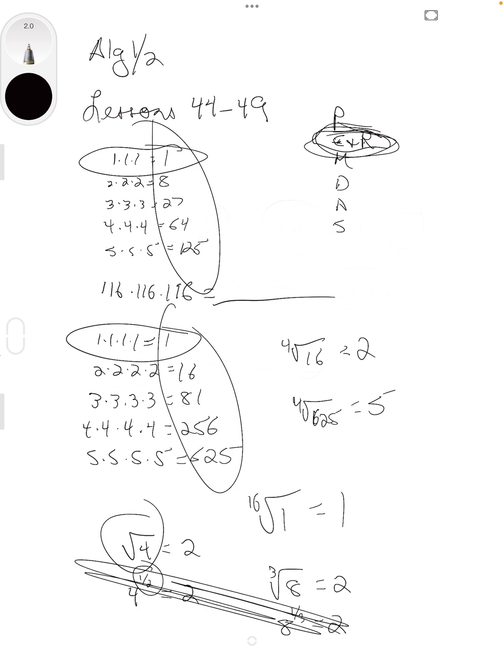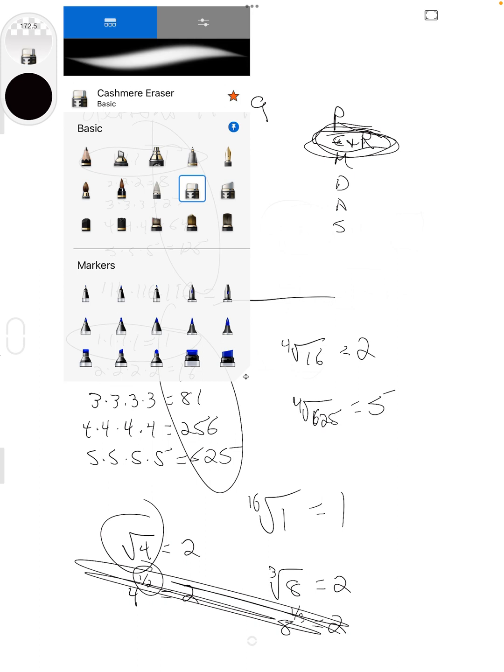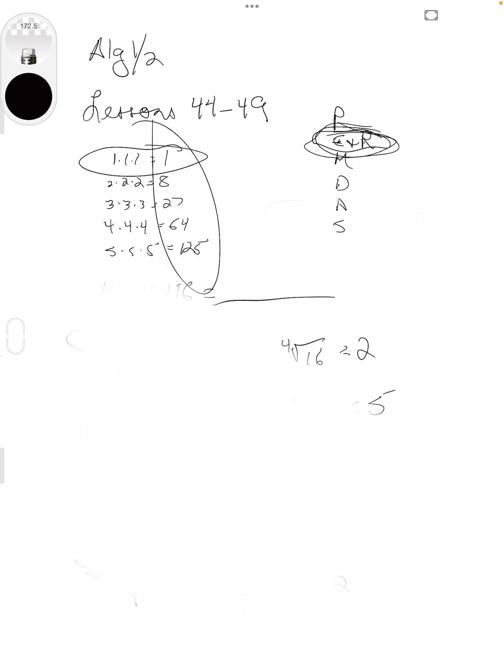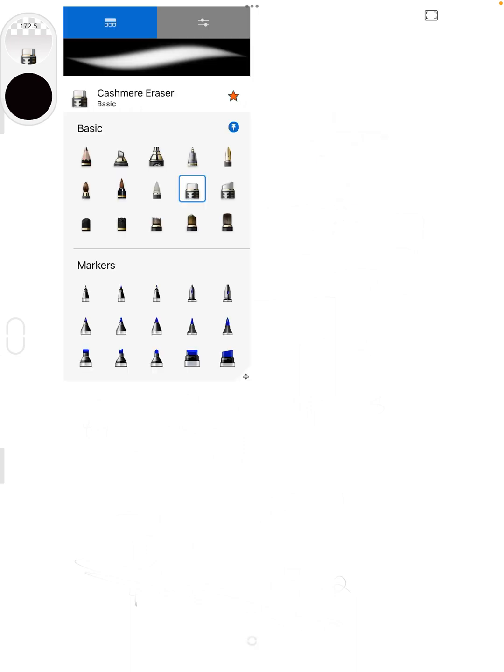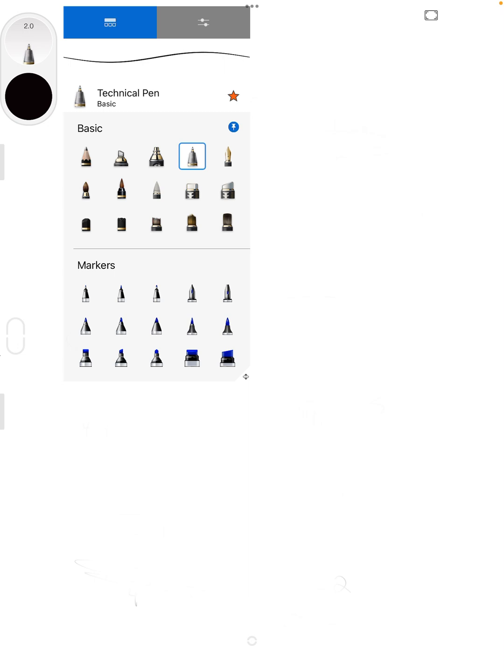All right, that's lesson 44. Let's move on to lesson 45. Lesson 44 is about roots. Lesson 45 is going to be about this thing that we call volume.